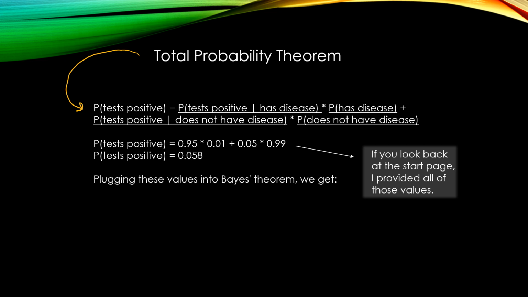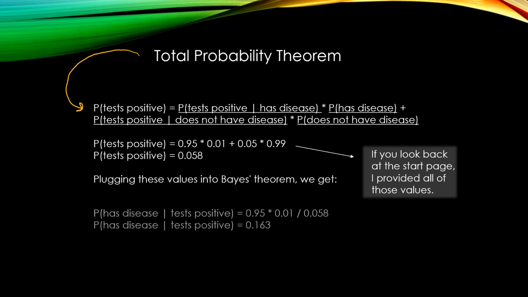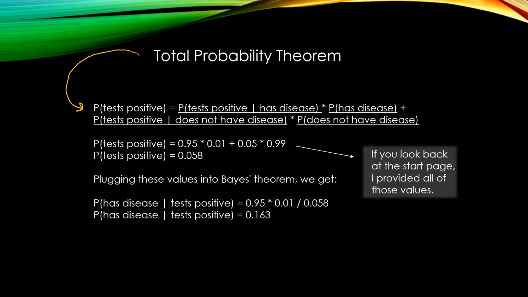Plugging these values into Bayes' theorem, we get the probability that the patient has the disease given that they just tested positive is equal to 95% times 0.01 divided by 0.058. Okay, in this example, we can use our calculator. But if we look at PEMDAS, you want to do everything inside your parentheses, any exponents, your multiplication goes first, and your division goes after your multiplication. So you want to do 0.95 times 0.01 and divide that by 0.058. And then you should get 0.16 and a bunch of other numbers after 0.16.